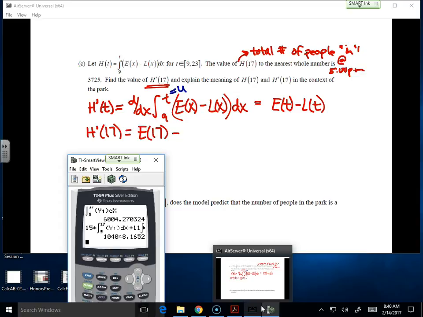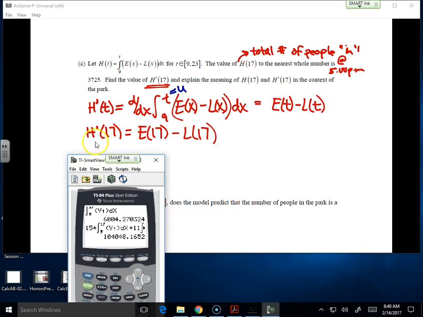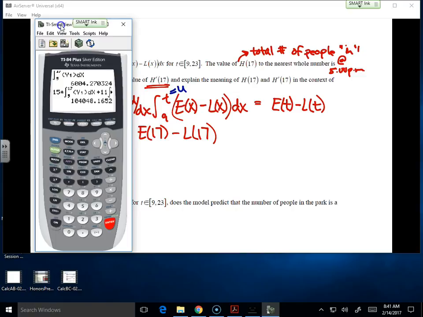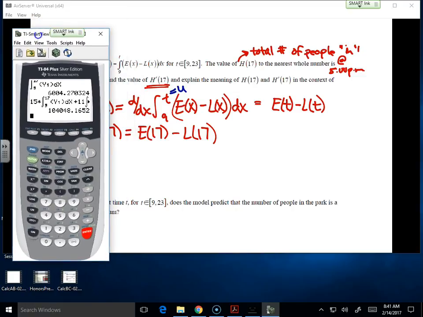Yeah. E at 17 minus L at 17. Aw, stink! I have to type all that in my calculator? No. Why? We have it. So all we gotta do is go find our y1. Try to find my y1. Remember, calculator gets function notation.